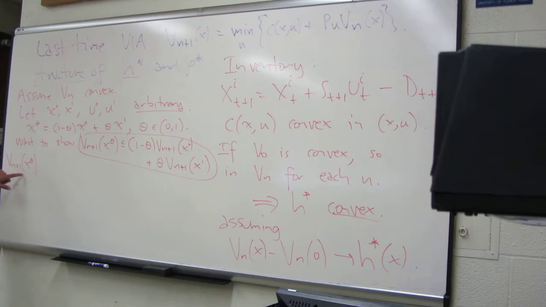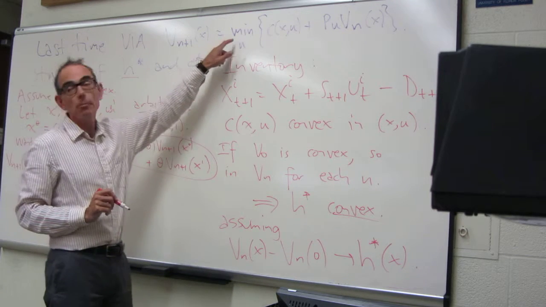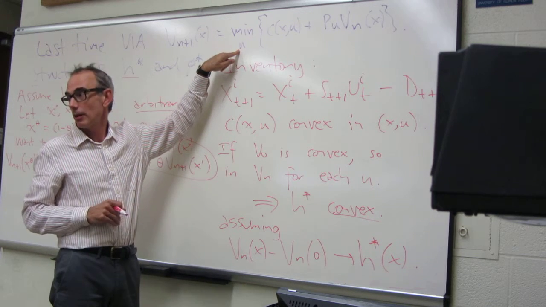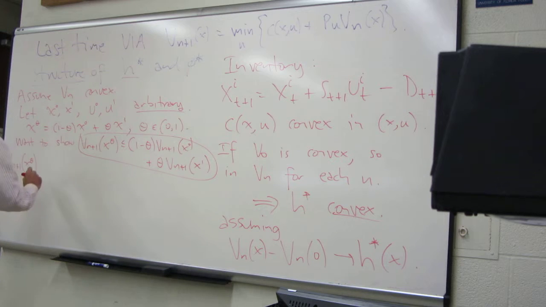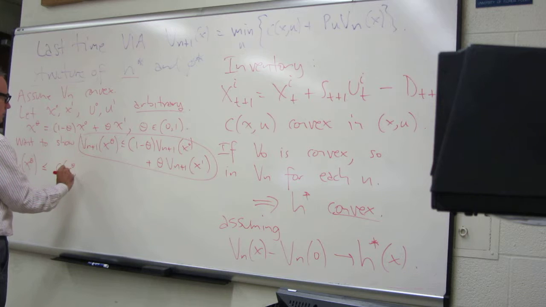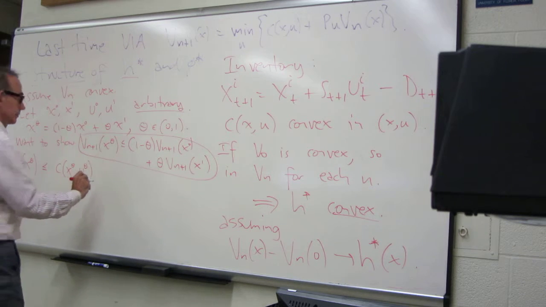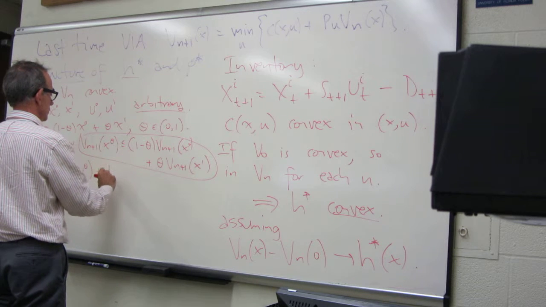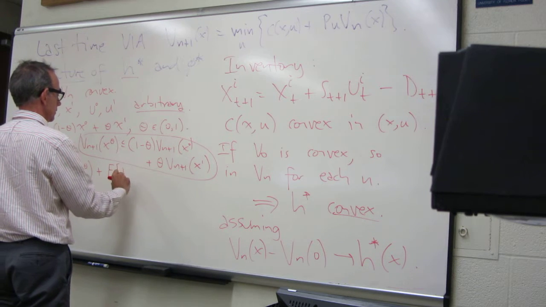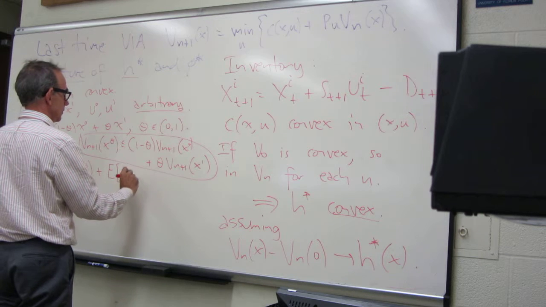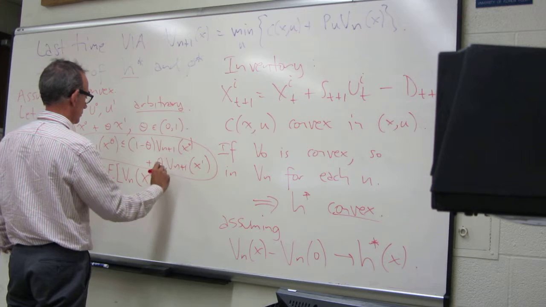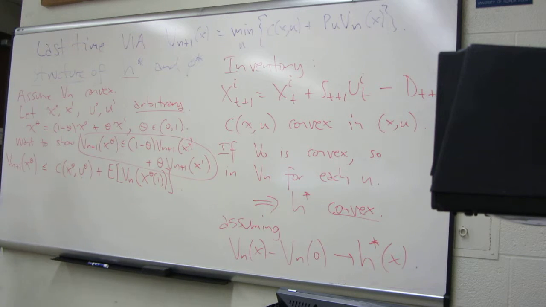All right, so V(n+1) of x theta, it's equal to the min, and the min is less than or equal to plugging in any arbitrary value. Voila.